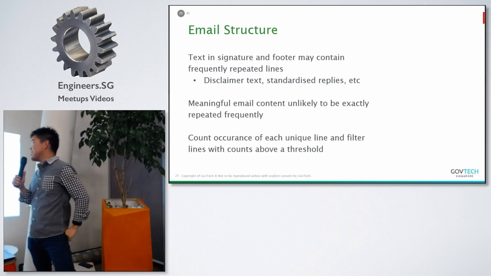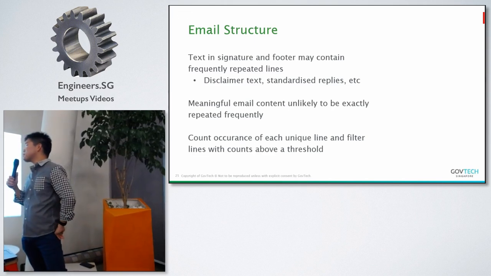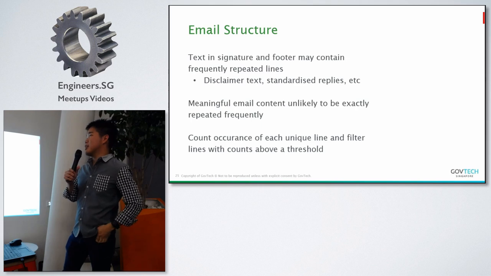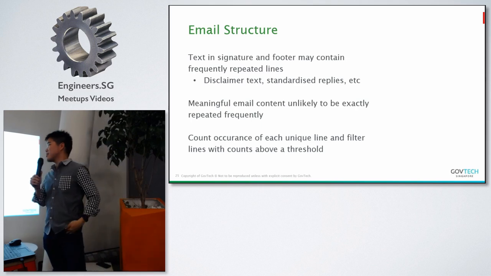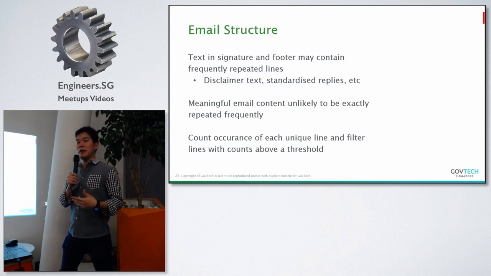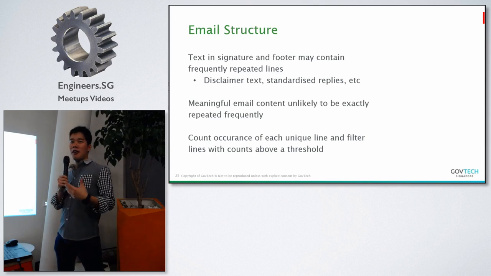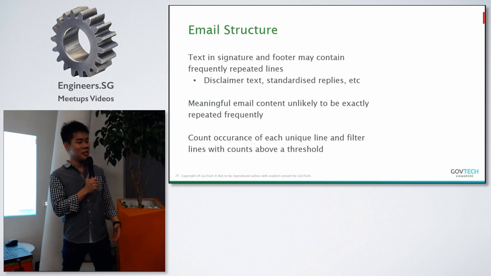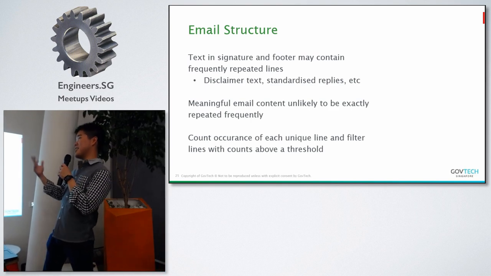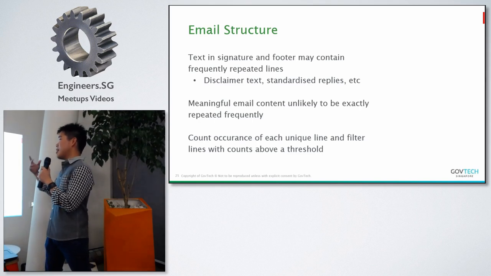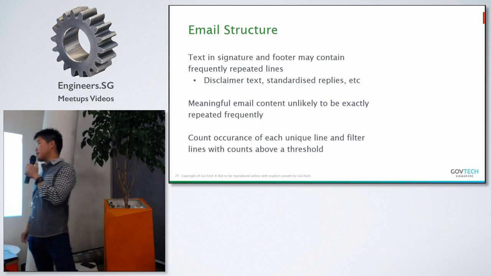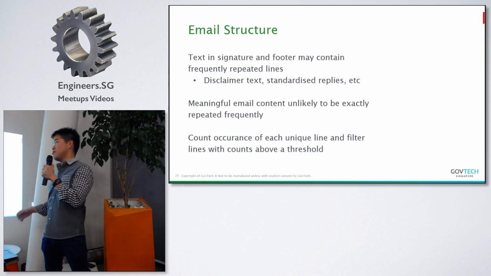And then lastly, this is the last step that I did. I recognized that there are some tags within the signature and the footer that are repeated frequently among the emails, for example, the disclaimer tags: "This email is private and confidential, if you're not the intended recipient, you should delete the email immediately," and all this. They're repeated very frequently. On the other hand, meaningful email contents are unlikely to be repeated exactly.